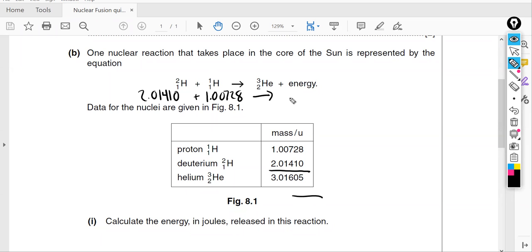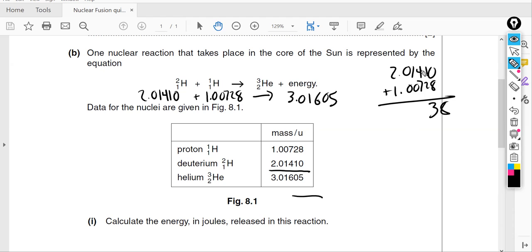But then this helium only has a mass of 3.01605. And so 2 plus 1 is 3, and we just round it. And so that all checks out, but is 2.01410 plus 1.00728 equal to this? I don't think so. Otherwise, we wouldn't have a calculation to do.